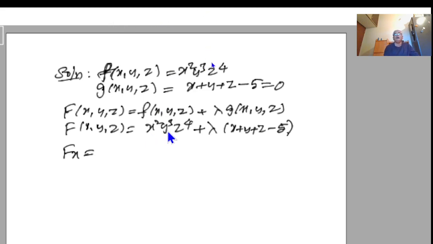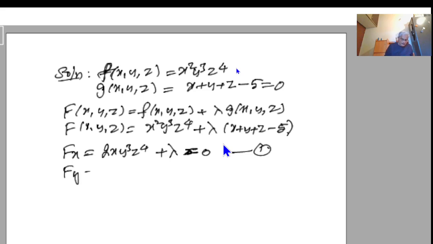This is our x square y cube z raised to 4. Y cube z raised to 4 is a constant quantity. The derivative of x square is 2x, into y cube z to the power of 4, plus lambda into the differentiation of this with respect to x, which is 1 plus 0 plus 0. And this is equal to 0. Let me take this as equation 1.